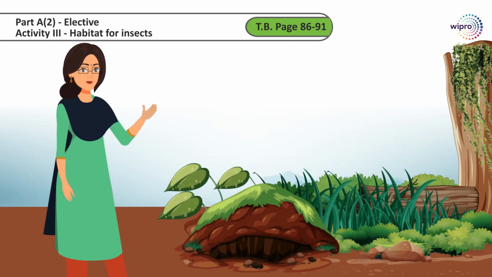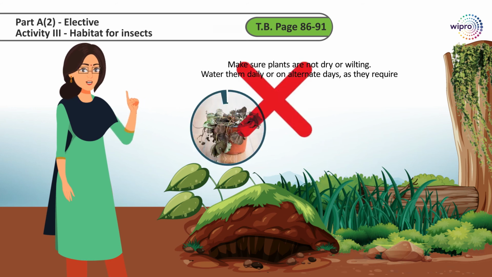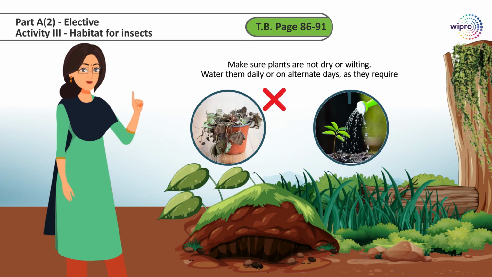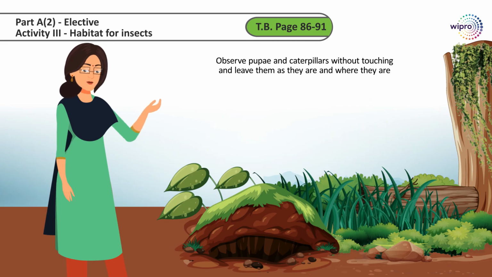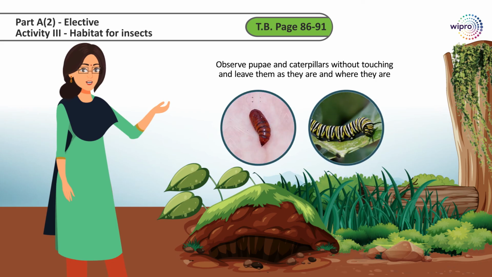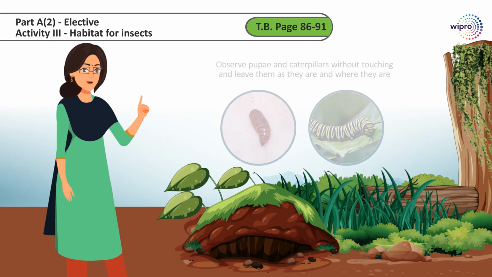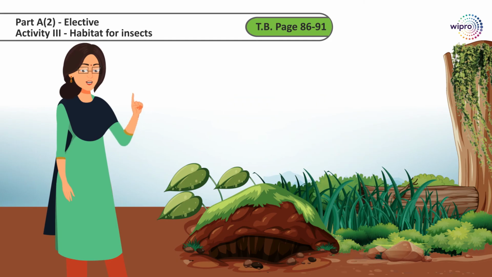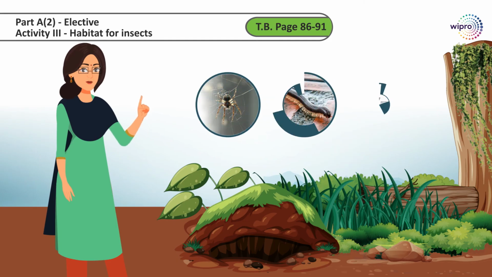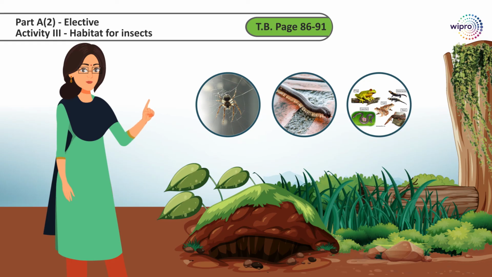While taking care of your insect habitat, keep your insect garden healthy. Make sure plants are not dry or wilting. Water them daily or on alternate days as they require. Observe pupae and caterpillars without touching and leave them as they are and where they are. Other than insects, if you find other creatures like spiders, millipedes, amphibians using the habitat, observe them too.